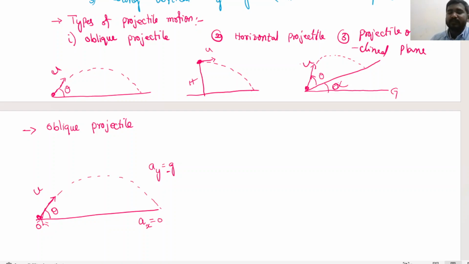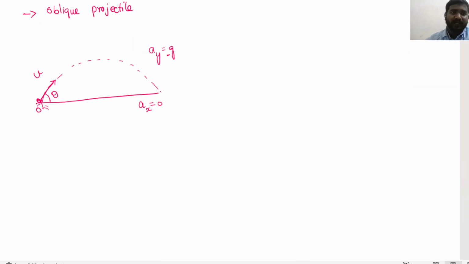Now, first we need to resolve the motion into horizontal and vertical. The component of u along the horizontal is u cos theta, and the component along the vertical direction is u sin theta. Acceleration along the x-axis is 0 and acceleration along the y-axis is minus g.